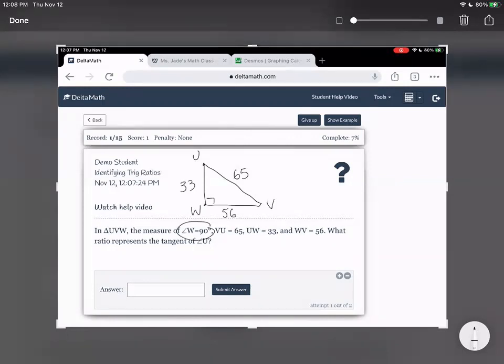What ratio represents the tangent of angle U? So let me write SOHCAHTOA up on the top, and we want tangent of U. So which one will tell us the tangent? Would it be the SOH, the CAH, or the TOA? The TOA, good. So we have TOA, the T stands for tangent. The O stands for what? Opposite. And then the A stands for? Adjacent, good. So tangent is going to be opposite over adjacent.